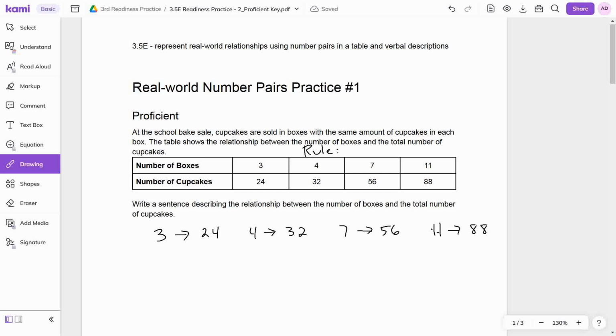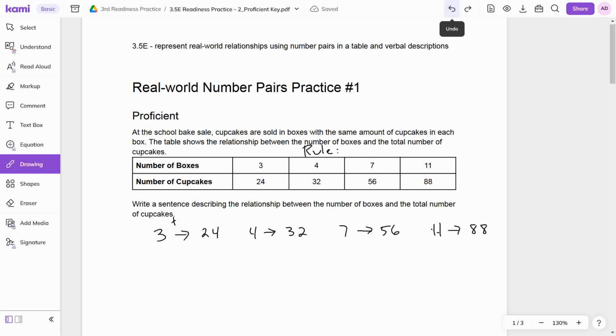And so if I'm going from 3 to 24, that means my number is getting larger. I've got two choices. I can add. So 3 plus what makes 24? That'd be a plus 21. But it would need to work for all the rest of them. And 4 plus 21 doesn't get me 32. And 7 plus 21 doesn't get me 56. So that's not going to work.